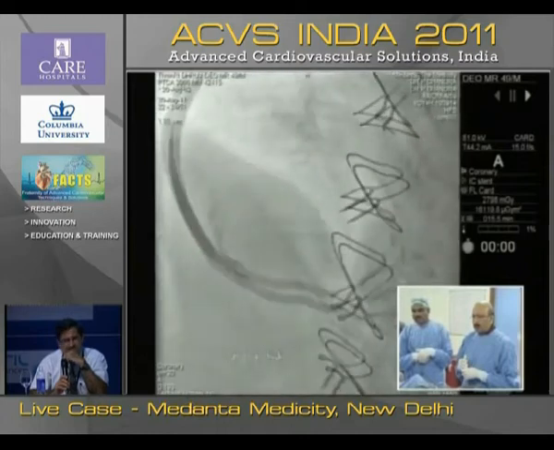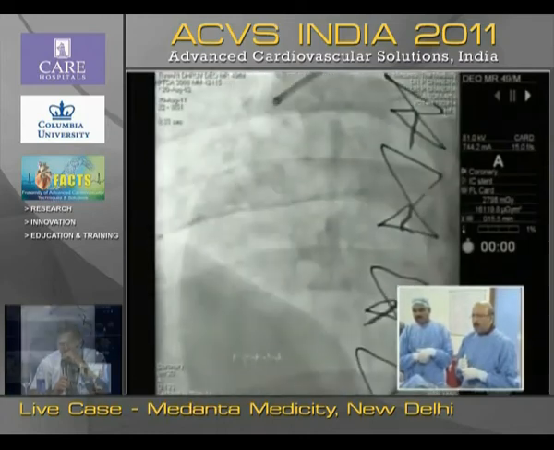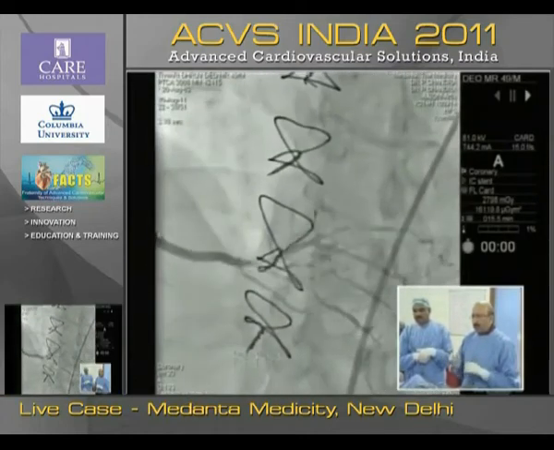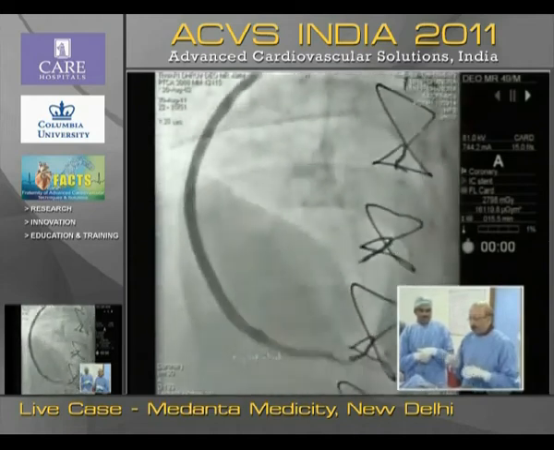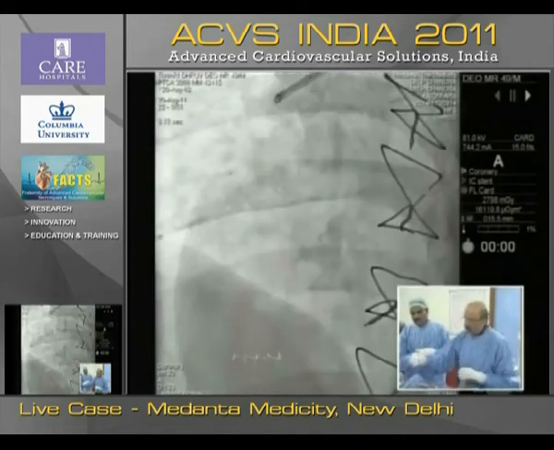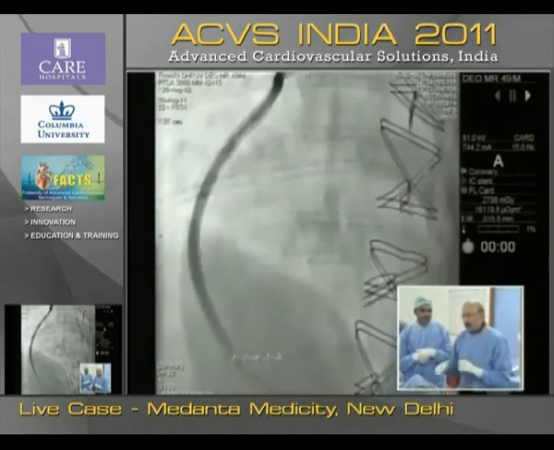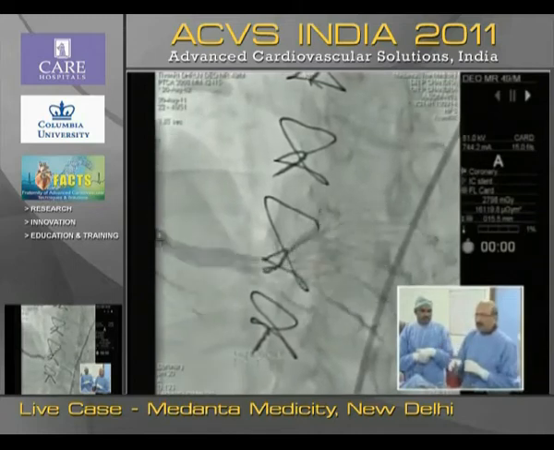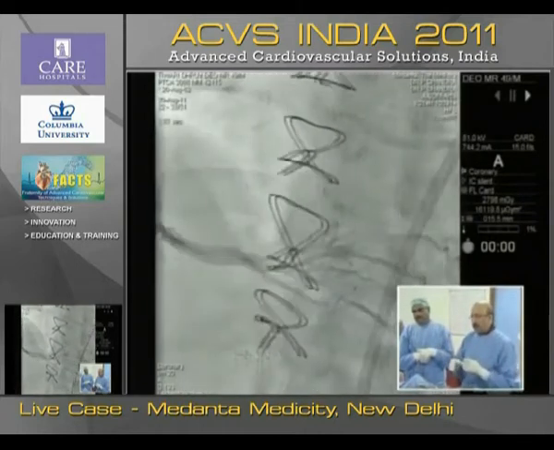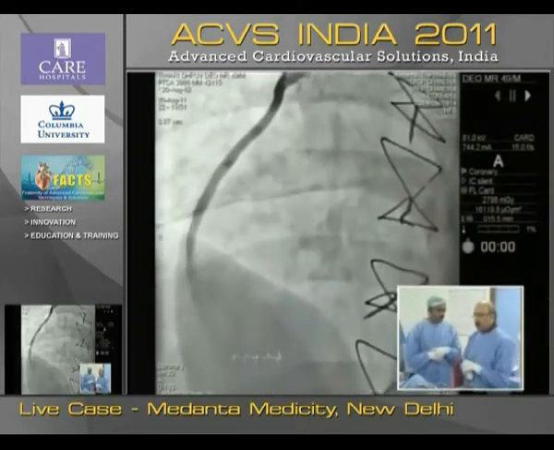How long did you inflate the balloon? Because normally they say that the drug-eluting balloon should be inflated for 1 minute. Yes, we do it for 1 minute. The data is that it should be minimum 45 seconds, and in some studies they have gone up to 90 seconds also. But 1 minute is a reasonable time for the drug to go into the vascular bed. There is significant disease.